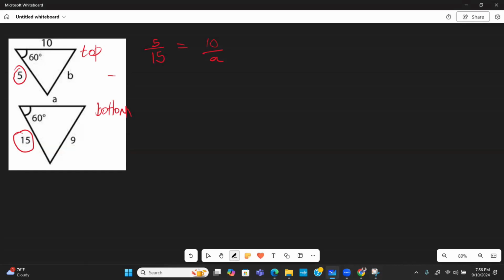Remember, if I've decided that for this diagram I'm going to use the sides on top, I'm going to use it all the time. Likewise, if I'm going to decide that for this diagram I'm going to use the sides at the bottom, I'm going to use it all the time. Remember that these pairs, these fractions that we're using, must be from corresponding sides. So let us work this out.